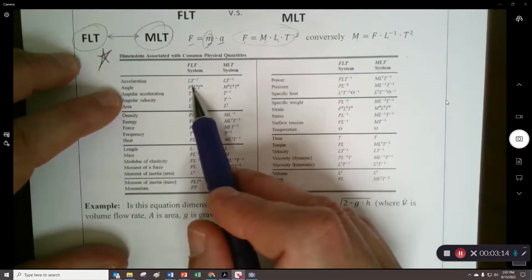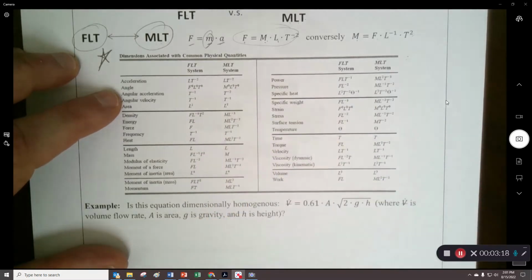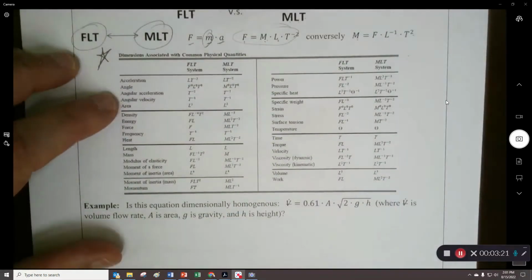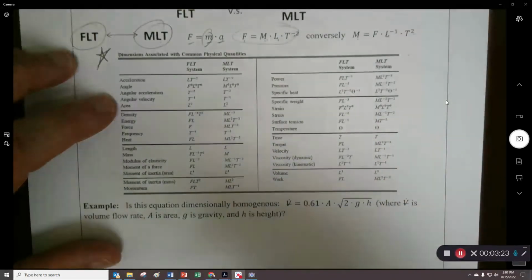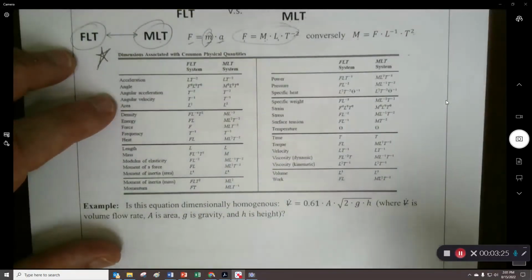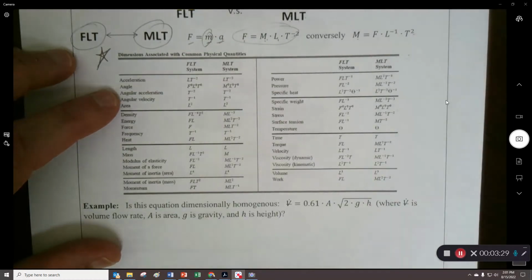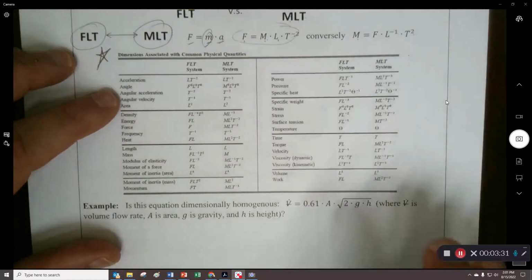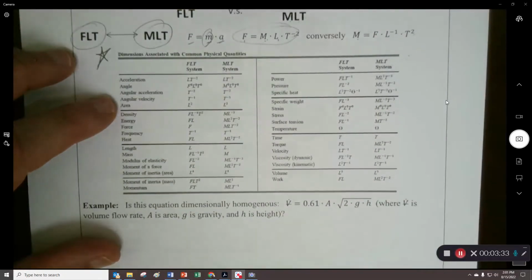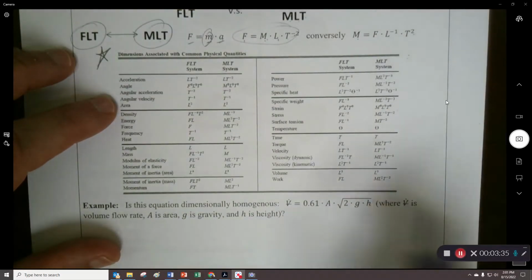Notably, one that jumps out at me is angle. It has all zeros in all of them, right? Because angle doesn't really have a dimension. It's non-dimensional. You could convert between the units, going from degrees to radians or whatever, but it still doesn't matter. It doesn't factor in as a dimension.